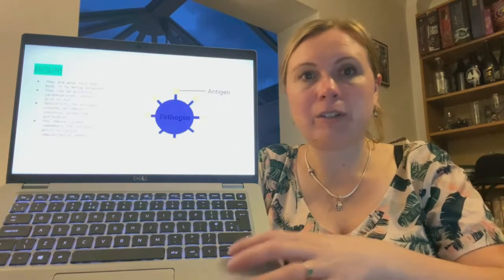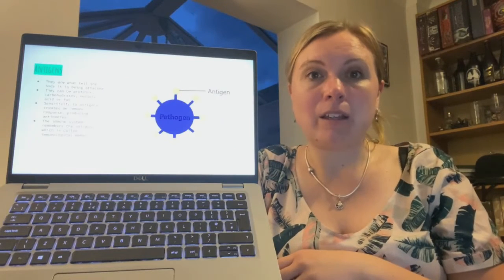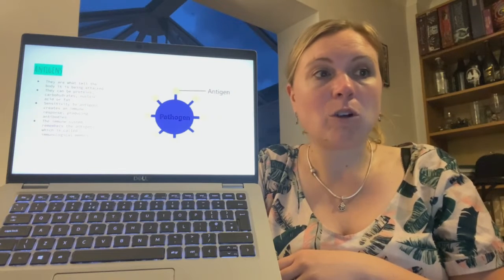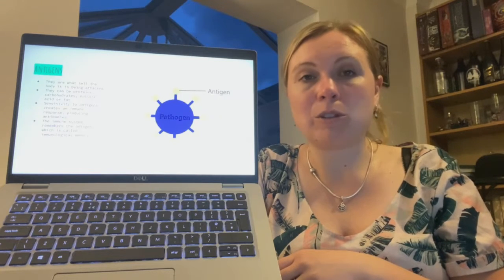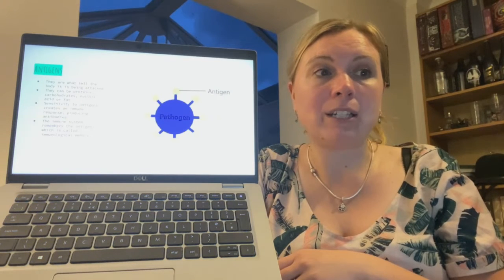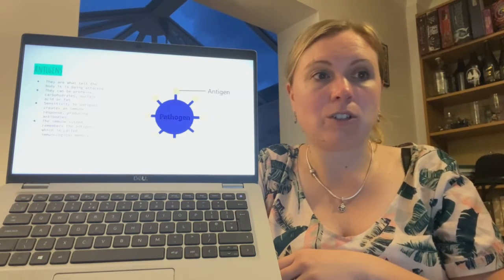Now we have the third line of defence. Before we begin the third line of defence, though, it's important to discuss antigens. Antigens are found on pathogens and are the component which tells the body it is being attacked. An immune response is created by the body, demonstrating sensitivity towards antigens.